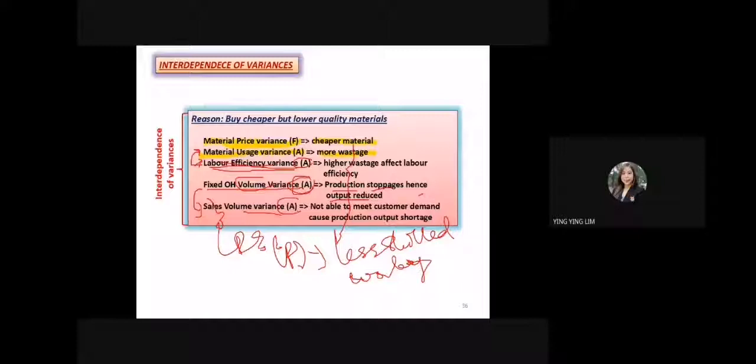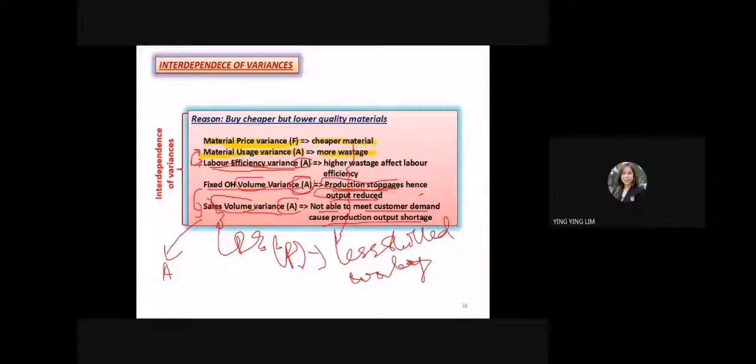That shows adverse. If it shows adverse, meaning to say that the company is not able to meet the customer demand caused by the production output shortage. So sales volume, meaning to say that in actual you are selling lesser units. So why are you selling lesser units? It could be due to our production stoppage just now. We could not produce our output as expected.